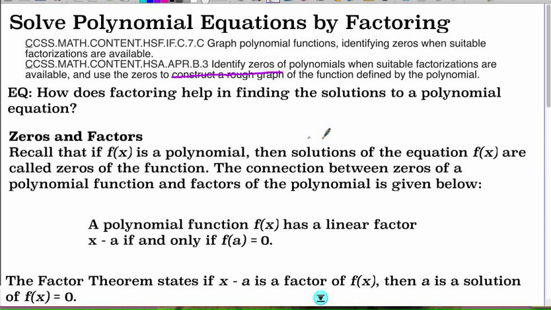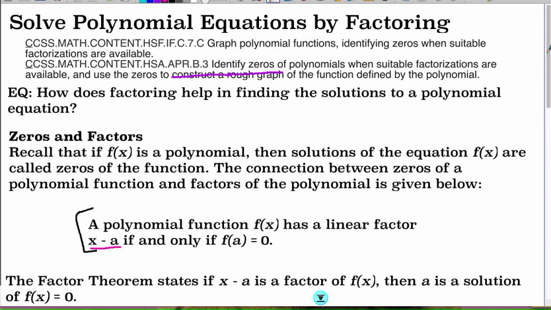If you recall, the zeros of a polynomial function are the x-intercepts. And so really that's what this little section is saying. If we have a polynomial function f of x, whether it's quadratic or cubic or quartic or even linear, it has a linear factor in the form x minus a if and only if the number a, whatever a happens to be, results in 0 when it's plugged into the function. So that's the main concept behind this, and this is called the factor theorem.